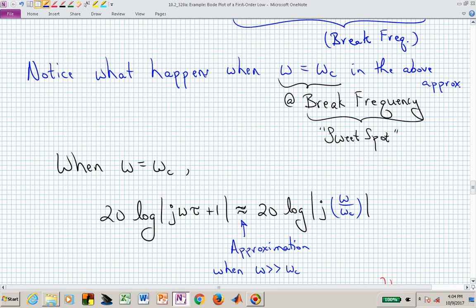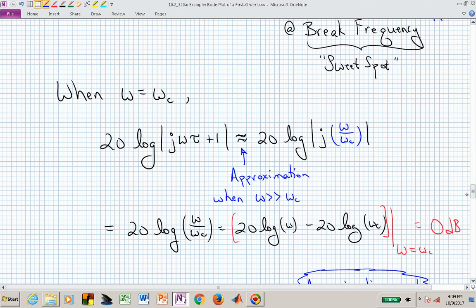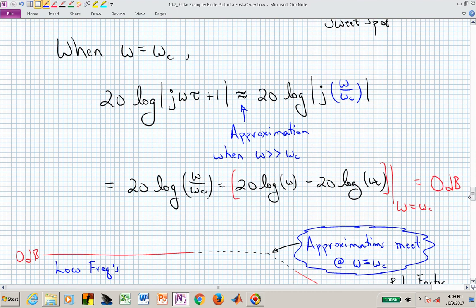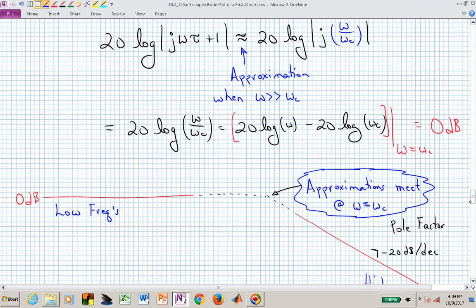So the approximation when omega is much bigger than omega sub c provides us with this relationship, and that now says, using that relationship, if we go all the way back with that approximation, we actually see that it meets up with our low frequency approximation of 0 dB at this sweet spot, or at the just right frequency, which is the break frequency.